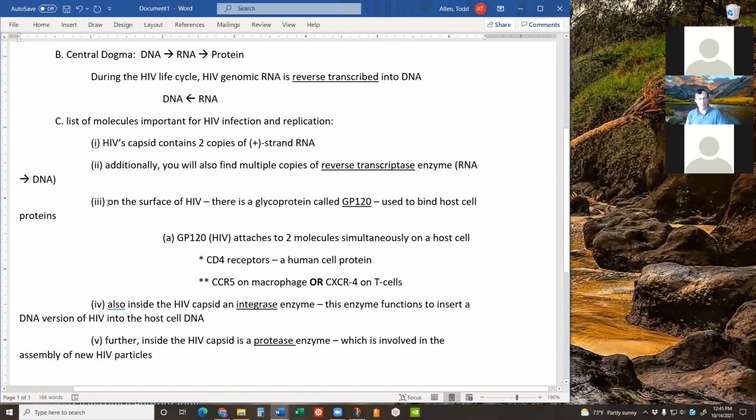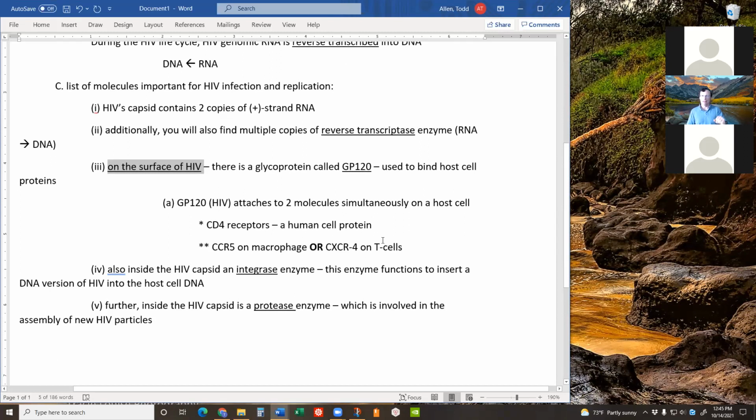On the surface of HIV, we have a single molecule that is of importance for our discussion today, and that is GP120. That's a glycoprotein, 120 Dalton molecular weight. Its job is to act like the hand on your arm to grab things. GP120 enables the HIV virus to grab proteins on the surface of the human cells. Well, what proteins does GP120 grab? It will always grab CD4 receptors on any kind of cell.